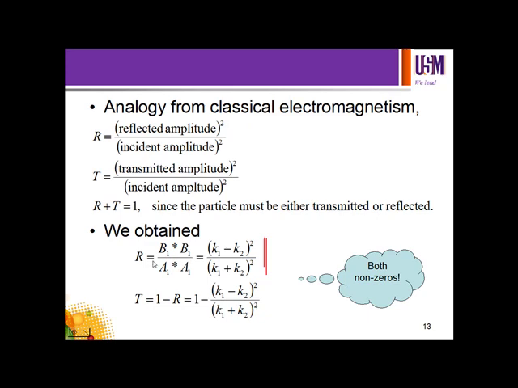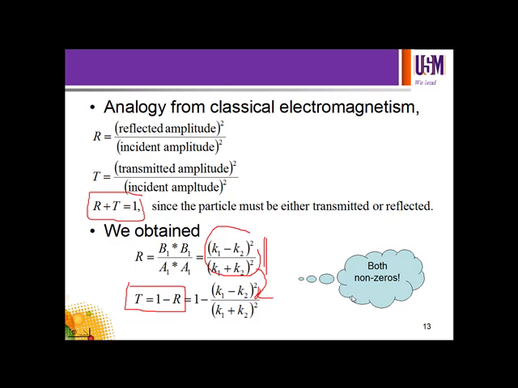And since we have this relationship, R plus T must be 1, we can determine T, the probability of the particle being transmitted, equal to 1 minus R. So 1 minus the same thing up here, we bring it down here. If the top one is non-zero, 1 minus something non-zero should be non-zero too. So basically, in quantum mechanics, both R and T are non-zero. That means they have certain values.